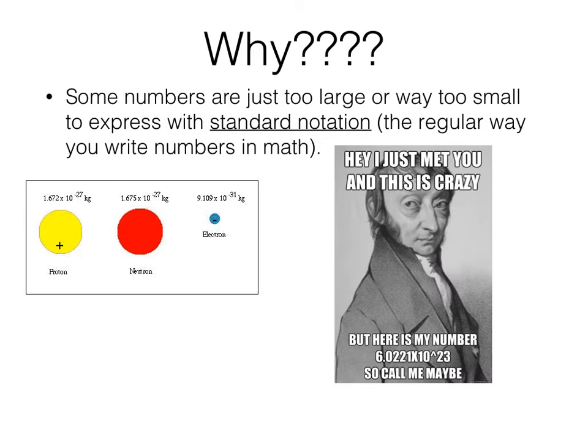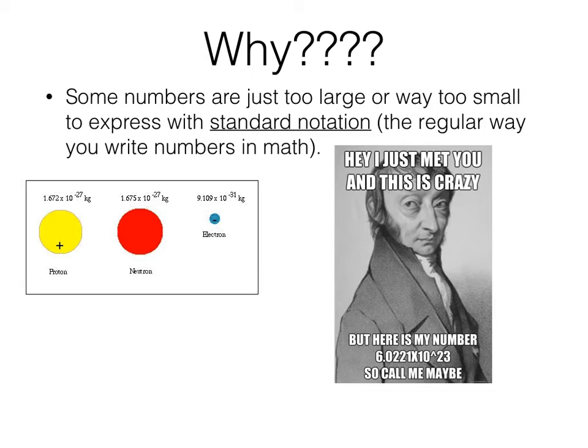All right, why? We always want to know, why do I have to know this? Well, because some numbers are just too large or way too small to express with standard notation. Standard notation is the regular way that you write numbers in math. Now, it's underlined because it's vocabulary. Scientific notation is also vocabulary. You have to know both.